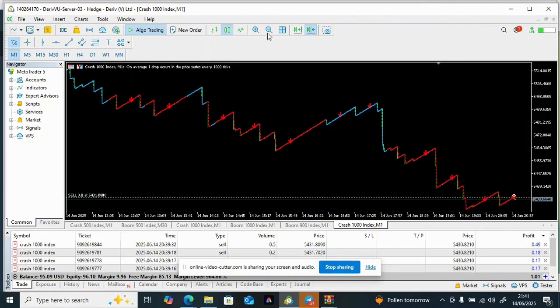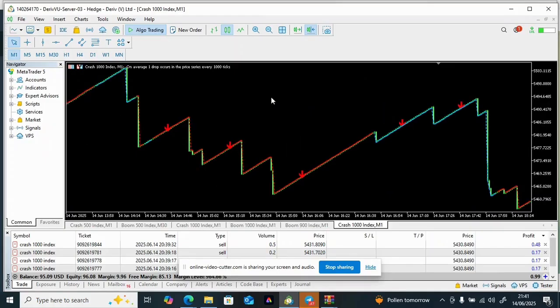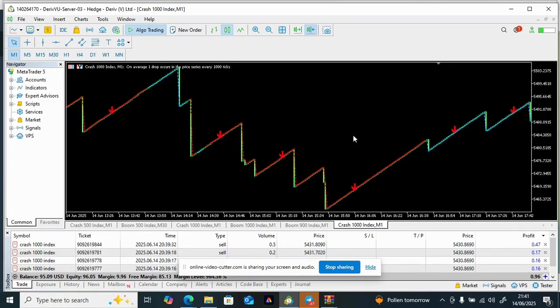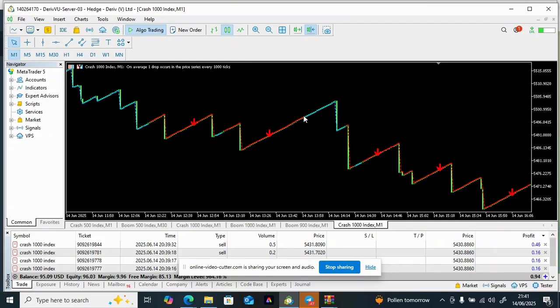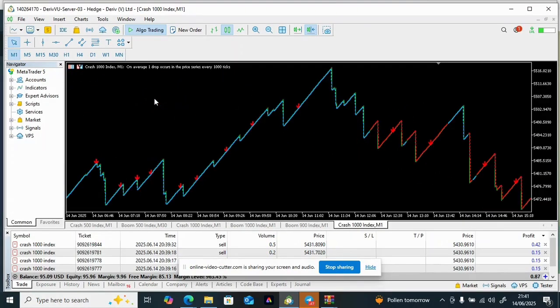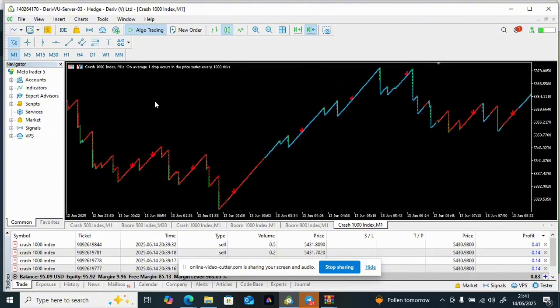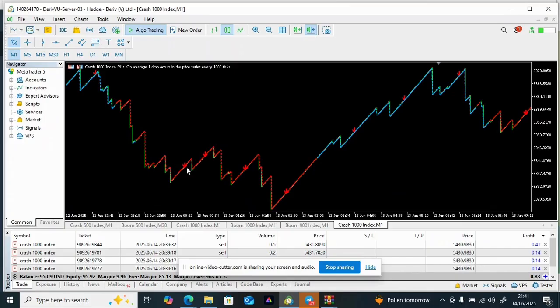Let's go back. So here we say you close. When you see red sell here, you close. When you see this blue one, you only sell when you see the red one. Sell. When you see this one, you close. This is a tight stop loss, guys. So when you see this one, you sell. But when you see this one, you close.